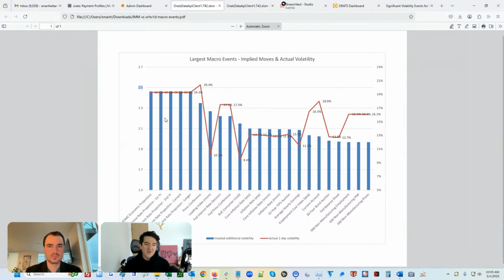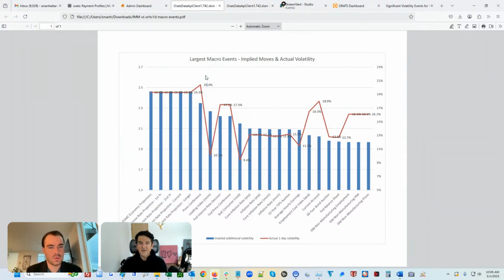people avoid FOMCs for a good reason. They're very volatile. And so we see here on this graph, Tyler, that not only are they implied the highest, but they actually produce the highest actual volatilities. The only one that's higher is a related thing, the press conference that the Fed has. So those are the biggest implied and the biggest actual volatilities, Tyler.